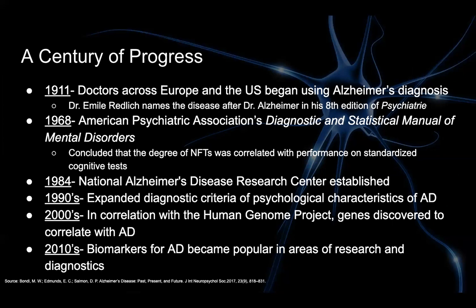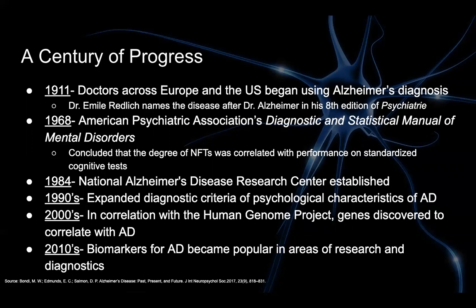So that was about a century ago. So we've had a century of progress so far on Alzheimer's disease. In 1911, doctors across Europe and the US started using Alzheimer's diagnosis criteria. Dr. Emil Kraepelin named the disease after Dr. Alzheimer in the 8th edition of his Psychiatry, but it's probably pronounced a different way because of the fancy italics.